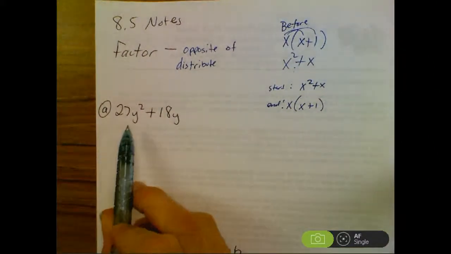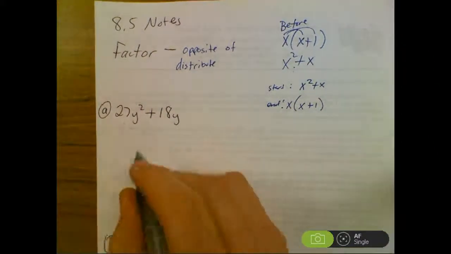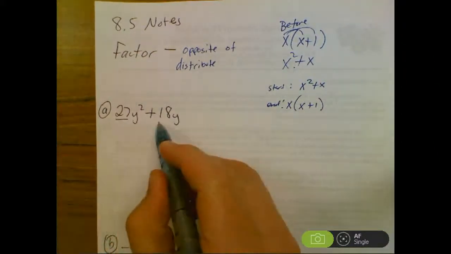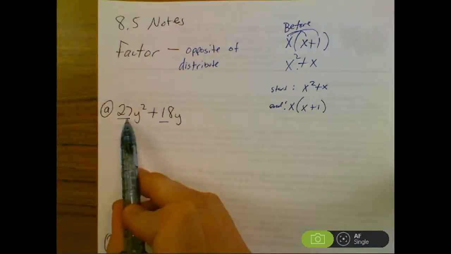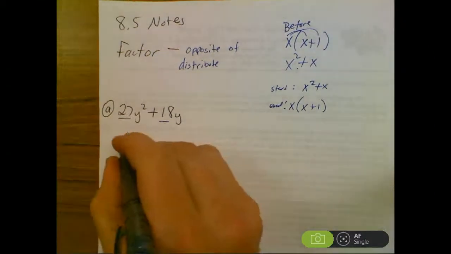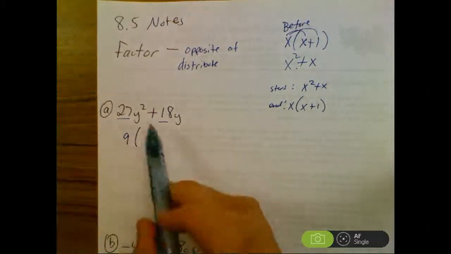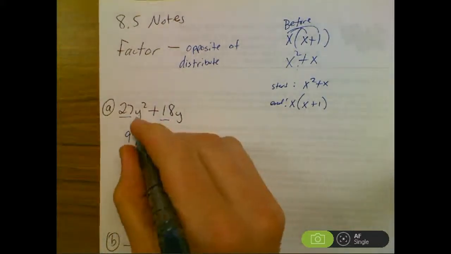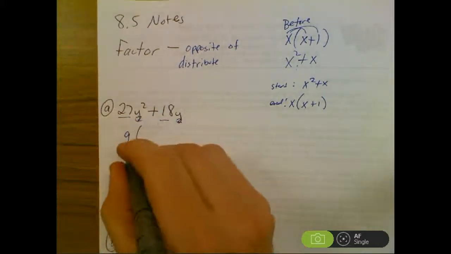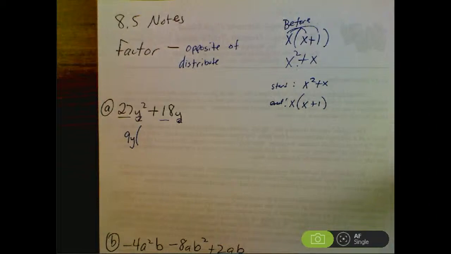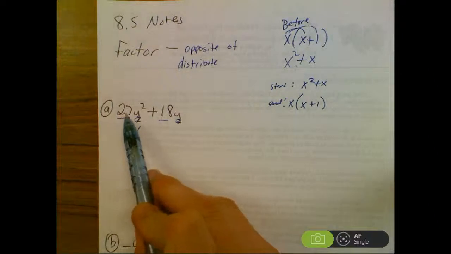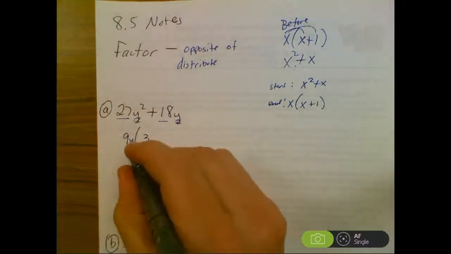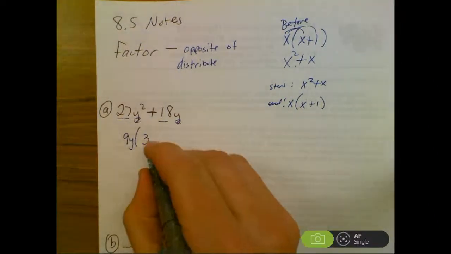So if we look at letter A, first we look at the numbers. Well, what's the biggest number both of those two things have in common? 9 times 3, 9 times 2. So they both have 9s. And then look at the letters. They both have y's, so let's take a y out. You could take y squared, you could take y to the third if they all had that in common. So 9y, 9 times what is 27? 9 times 3. y times what is y squared?